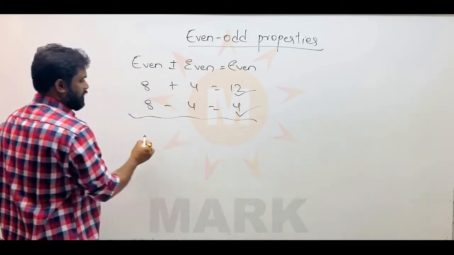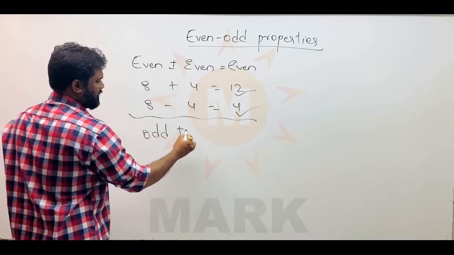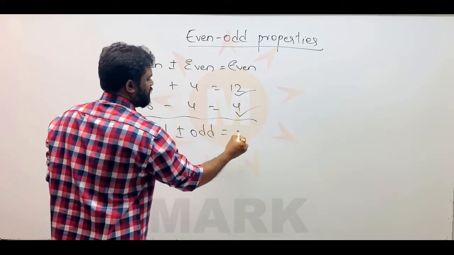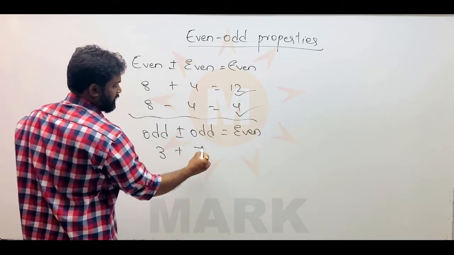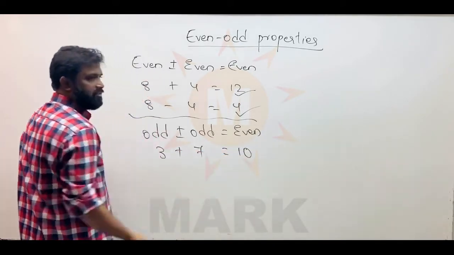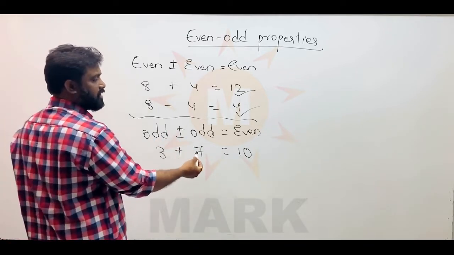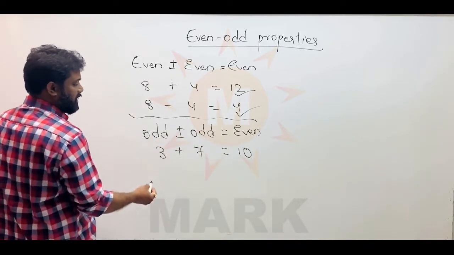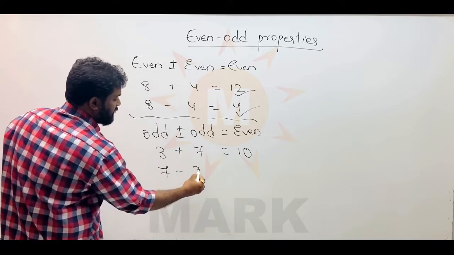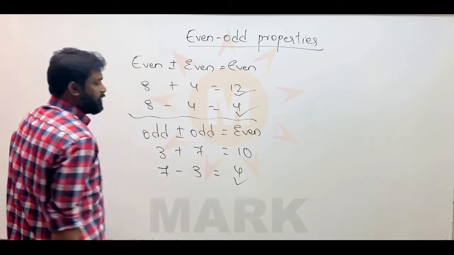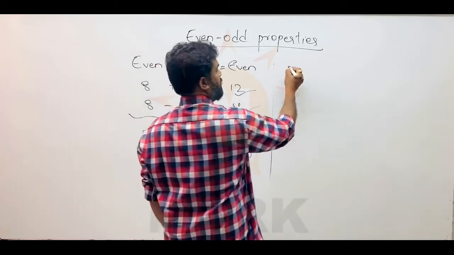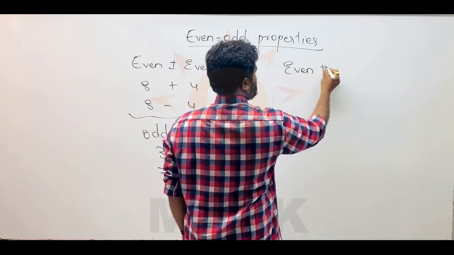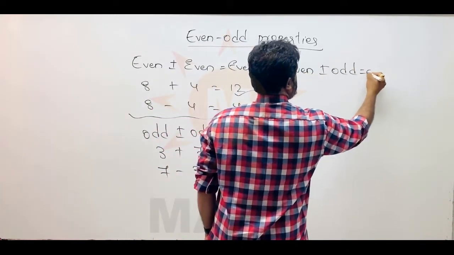Similarly, if you take odd numbers, odd plus or minus odd number will also give even number. Let us take two numbers like 3 plus 7 will give 10. 10 is an even number. 3 is an odd number, 7 is an odd number, 10 is an even number. Similarly, if you take 7 minus 3, that is equal to 4. So if you go for mixing of odd and even, if you take even plus or minus odd, it will always give odd.